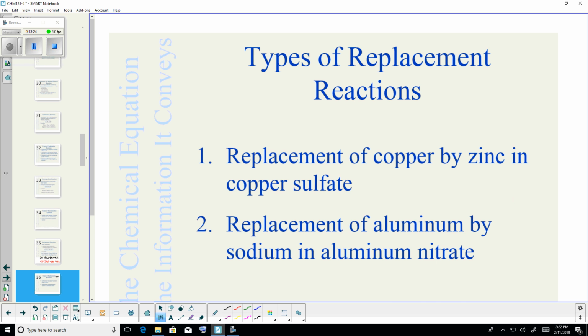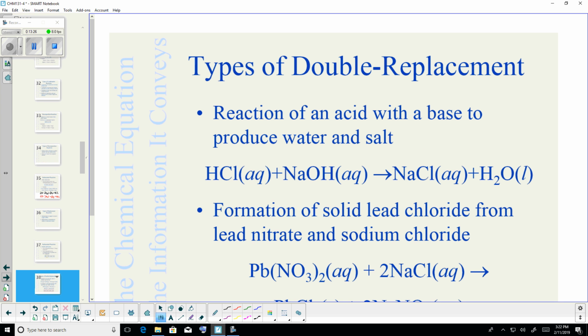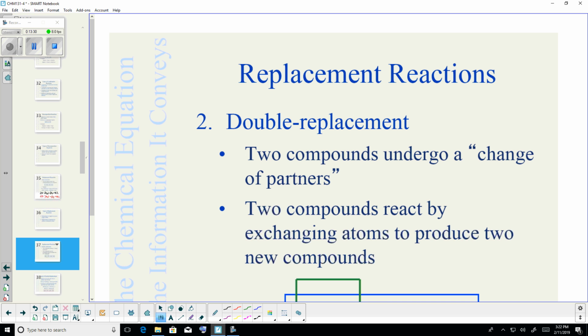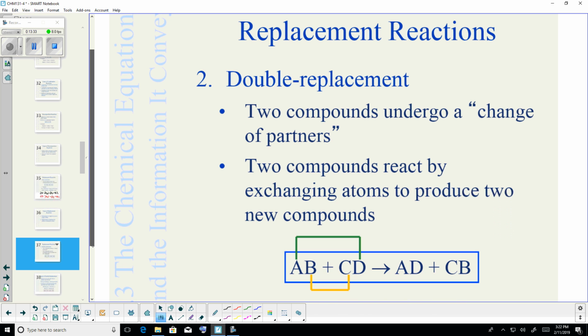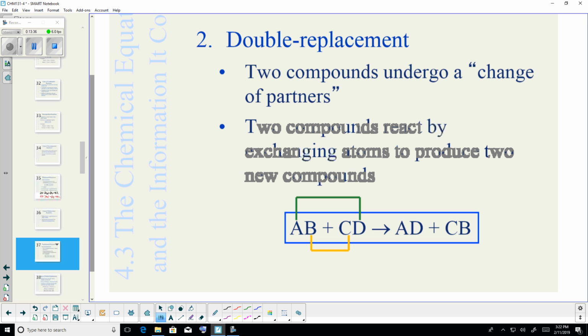So those are the types of single replacement. Double replacement. Oops, we missed that. Two compounds undergo a change of partners. So AB plus CD goes to AD plus CB. So they switch the front partners.